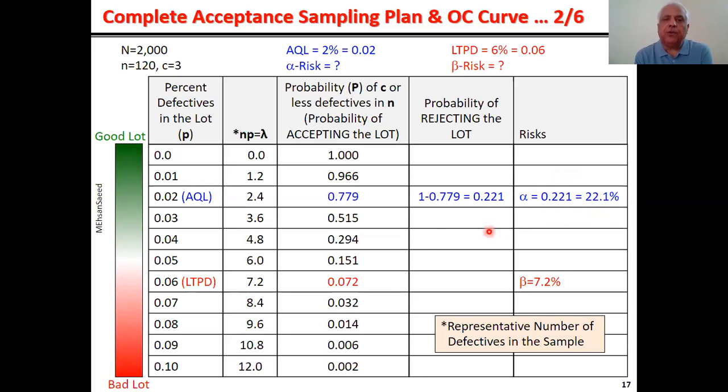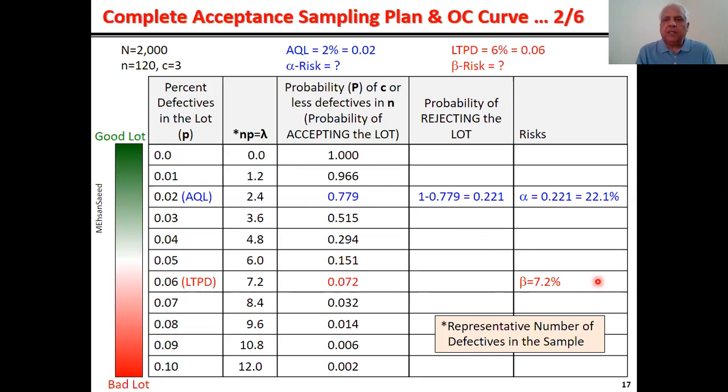Coming to beta risk, we know that beta risk is associated with the quality level called LTPD or RQL, which is here. What is acceptance probability at that quality level? 0.072. You are accepting what? Accepting bad quality. So you don't need to find out anything complementary. This straight away translates to beta risk of 7.2%, and this is as easy as that.